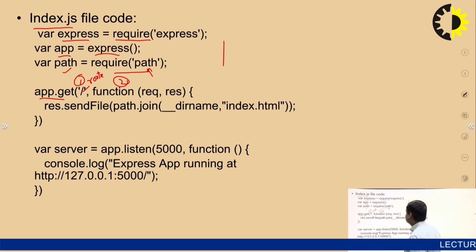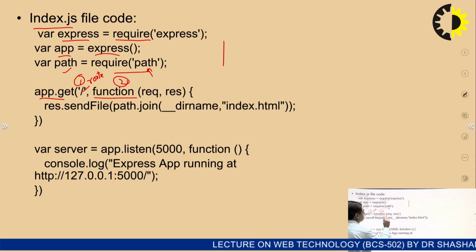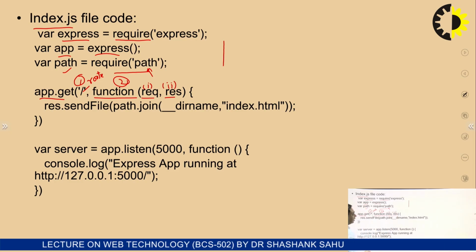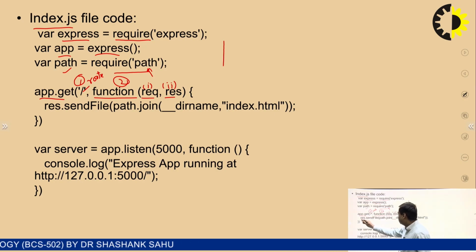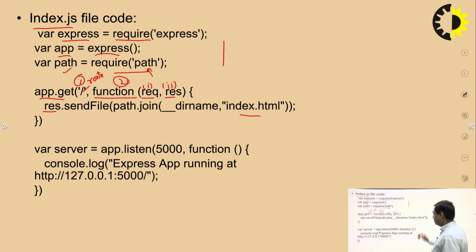Next, the second argument is a callback function. It is taking two arguments, one is request, second is response. So there are two arguments here, request and response. It is an anonymous function. In this anonymous function, we are using the res. Res means response, and we are taking the file index.html that we already discussed.